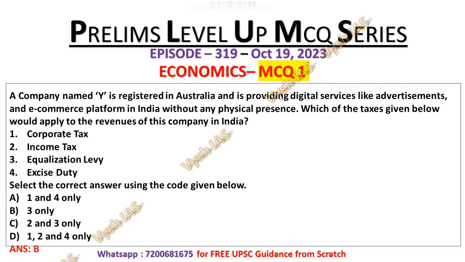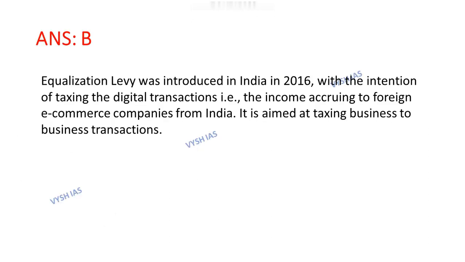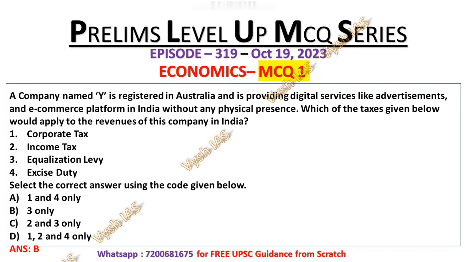Its correct answer will be option number B, that is 3 only, which is equalization levy. Now let's look at the explanation. Equalization levy was introduced in India in 2016 with the intention of taxing the digital transaction, that is income accruing to foreign e-commerce company from India. It is aimed at taxing business to business transaction. So option number 3 is the correct option.